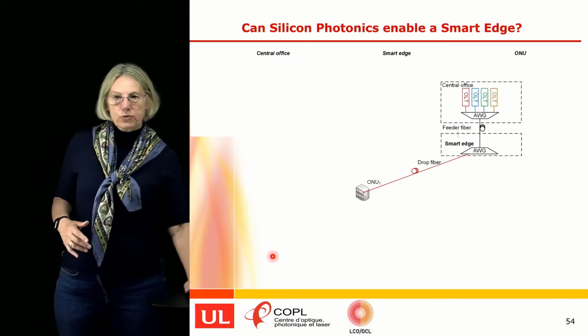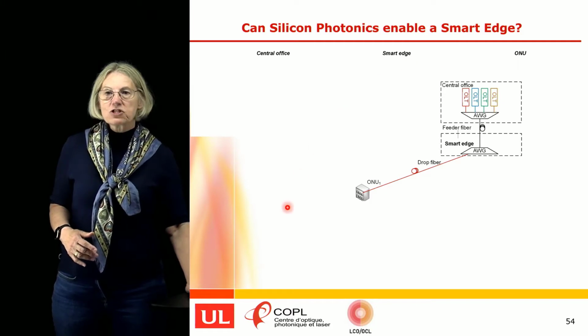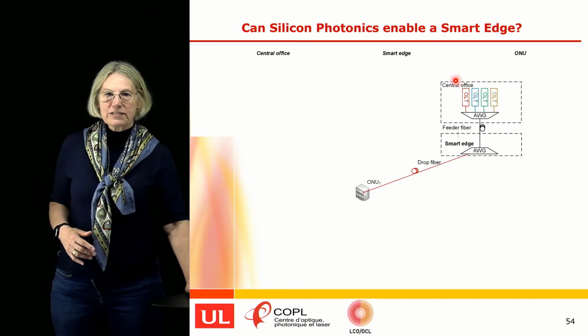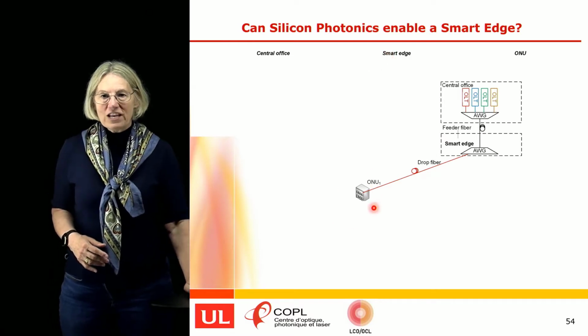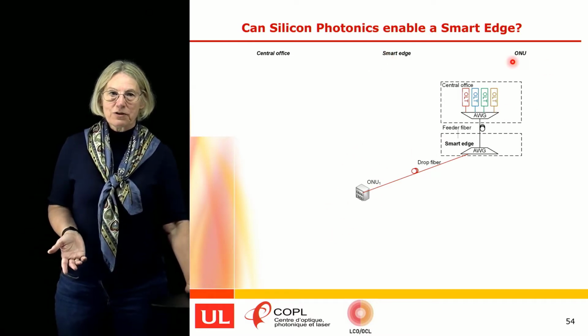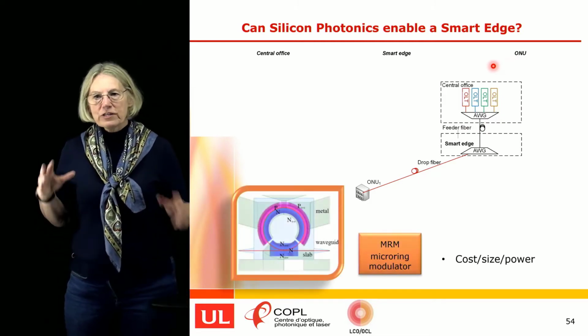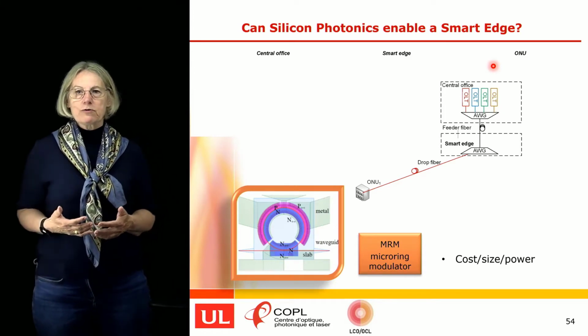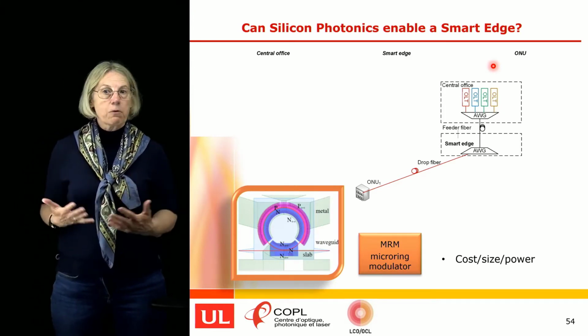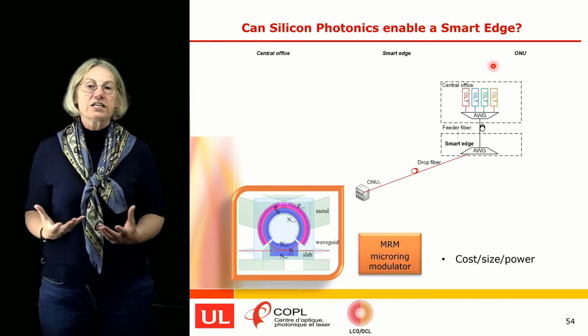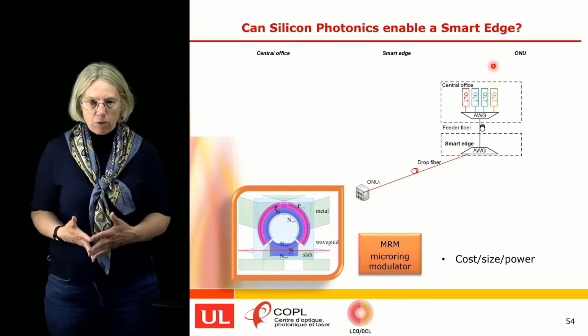So here's this tree architecture diagram that we've shown already for a passive optical network. We have the central office, and I'm going to put that over here on the left. Then we have the smart edge. I'm going to put that in the middle. And the ONU, the customer premises device, I'm going to put here on the right. So I'm going to show you the architectures we're proposing for the silicon photonics to enable this overlay services, heterogeneous services on the same passive optical network.